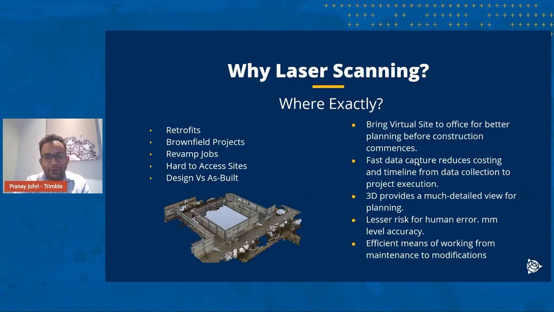It would have taken a lot of time, whereas with laser scanning, all this information you would have been able to collect in a day. So when we have a 3D view instead of 2D points or a certain number of drawings, it provides a much more detailed view for planning, and there is much lesser risk of human error. Laser scanning provides you accuracy at the millimeter level.